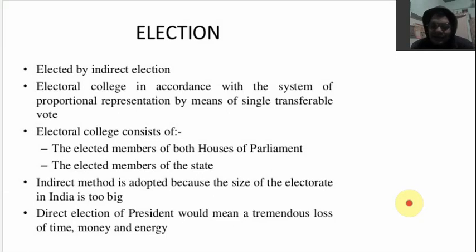So that is one of the reasons why they decided that the president will be a symbol of the whole nation, the unity of the nation, but he will not be directly elected. Plus, given the size of the Indian population, conducting an election in India is not an easy thing. It is a tough thing. You have to remember this. Direct election of the president would mean a tremendous loss of time, money, and energy. And what you will get? You will only get conflicts.